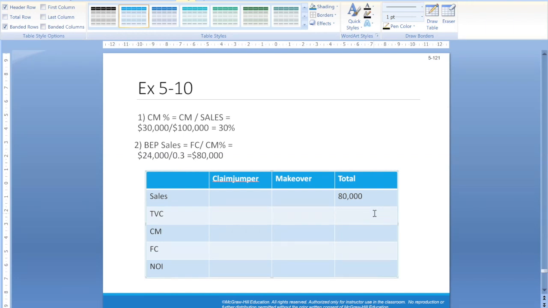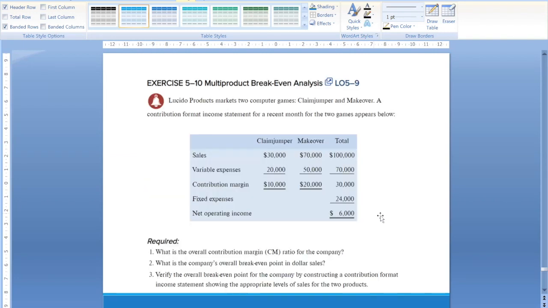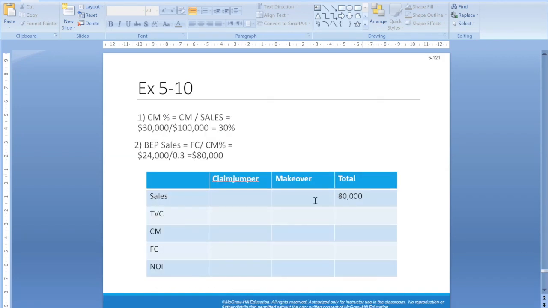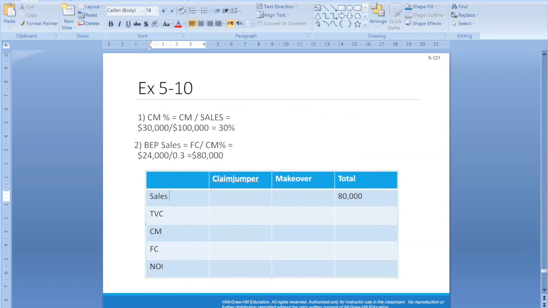The sales mix, just to remind you about what the sales mix is, go back to the question. Sales mix is the percentage for each product out of the total sales. So we do have 30,000 out of 100,000 for the claim jumper and 70% for the makeover. So this is called the sales mix. We will still use the sales mix to distribute the new sales, the 30%, 70%.